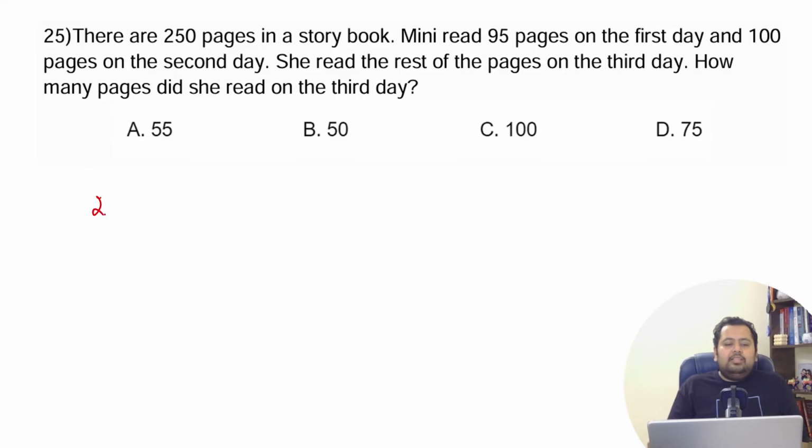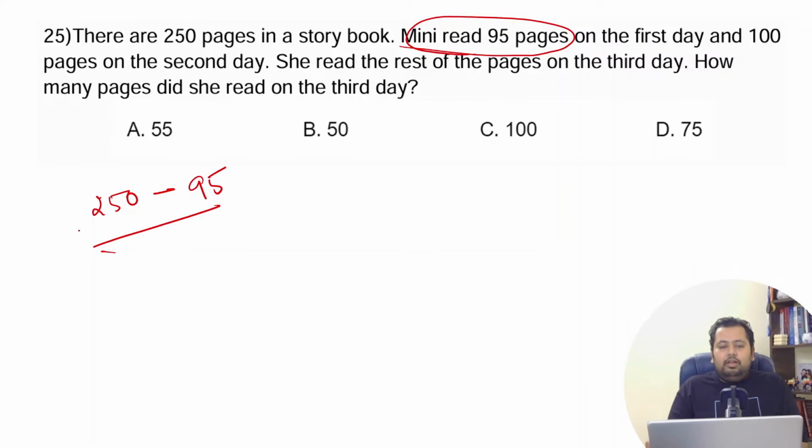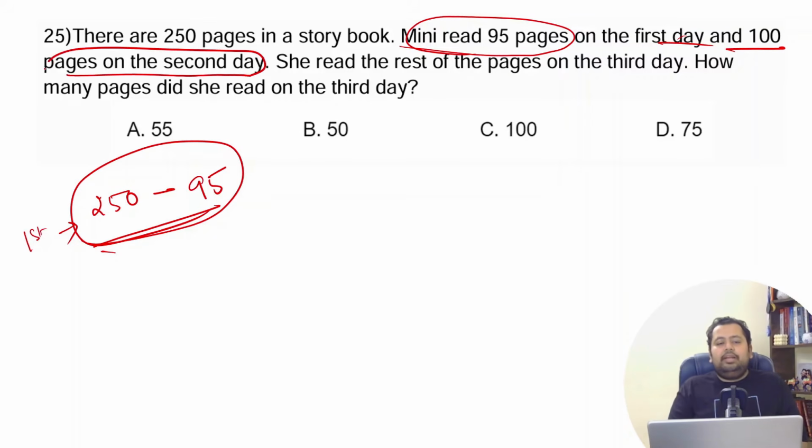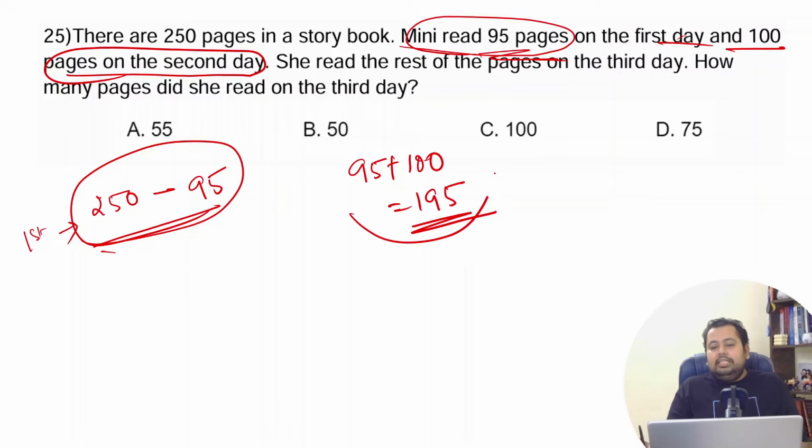Great. So Minnie has 250 pages to read to complete the book. On the first day, she reads 95 pages, right? On the second day, she reads 100 pages, right? So in 2 days, how many pages did she read? She read 95 plus 100. If you do this, this comes out to be 195. So she reads 195 pages in 2 days.